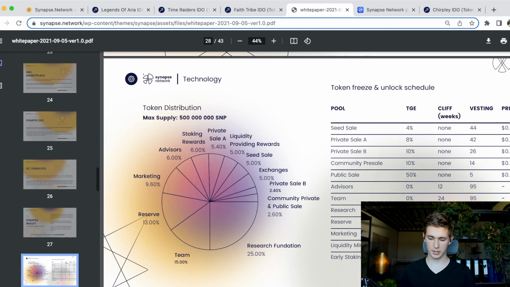So I'm most interested about the team. So team is getting 0% at TGE. That is good. They have a 24-month cliff. That is 2 years.